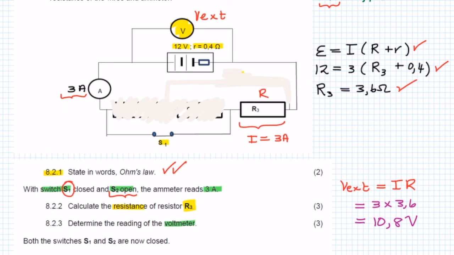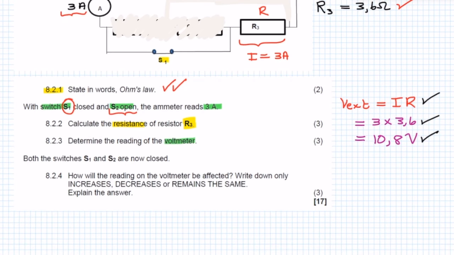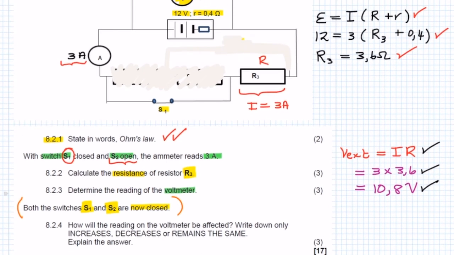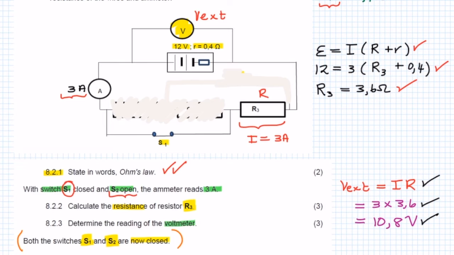You're going to obtain 1 mark for your formula, 1 mark for your substitution, and 1 mark for your final answer. The very last question says, both switches S1 and S2 are now closed. Please, grade 12s, always make sure that you read very carefully any information that is given to you in between questions, because the new information is going to affect the results or the answers that you obtain in the questions that follow. So going back to the circuit, we know that the circuit now changes.